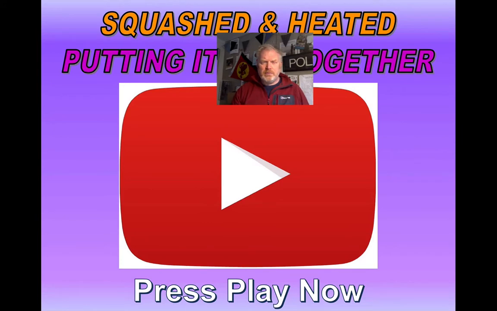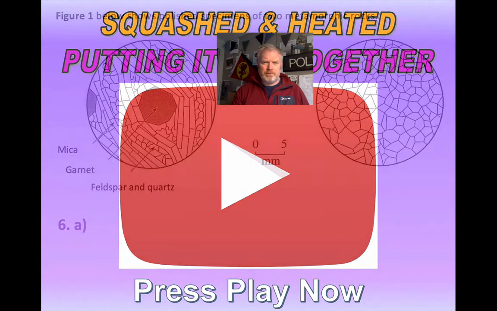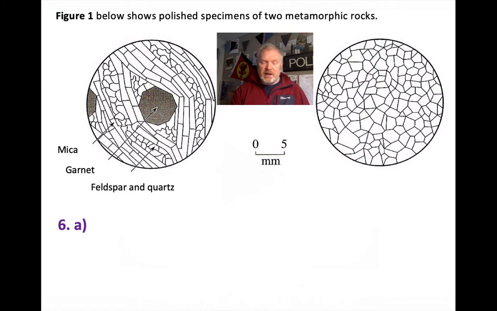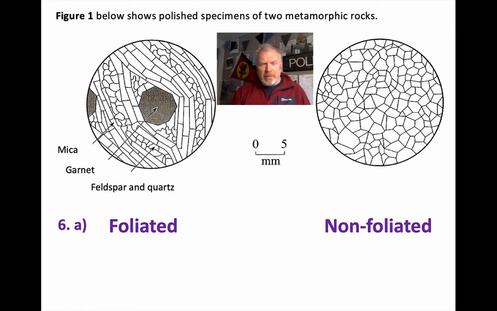Okay then, let's see what you've found. So question 6a asks you to describe two differences in texture between these two rocks. Rock A is foliated. We can see that there's a clear alignment of the mica crystals in this rock. It means it's foliated. The other crystals don't seem to show it quite so much, but it's the mica that's the key mineral there. In rock B, there's no foliation. Those grains are just fused together.